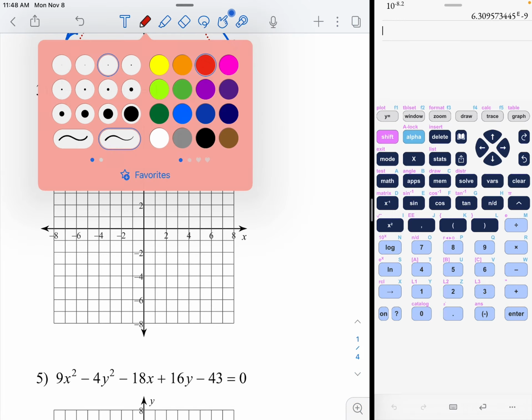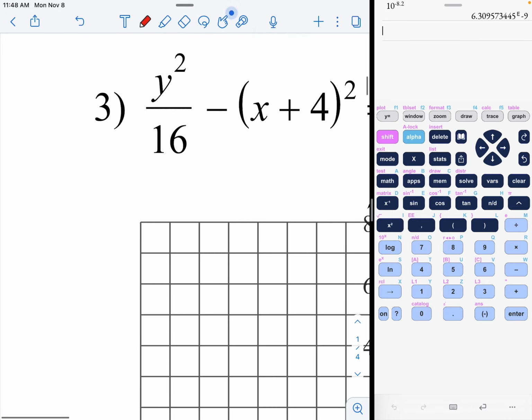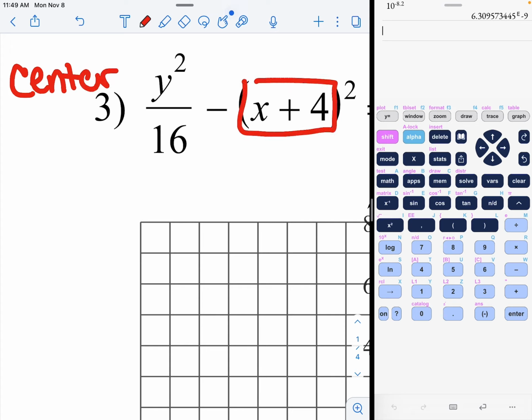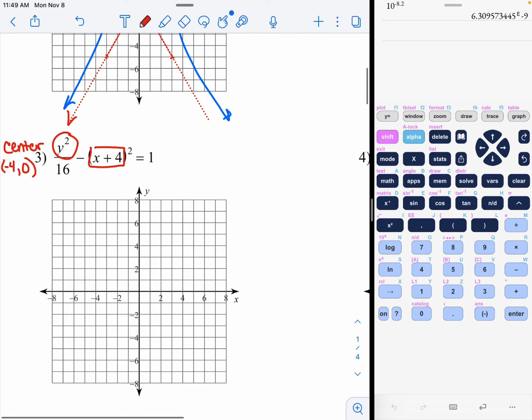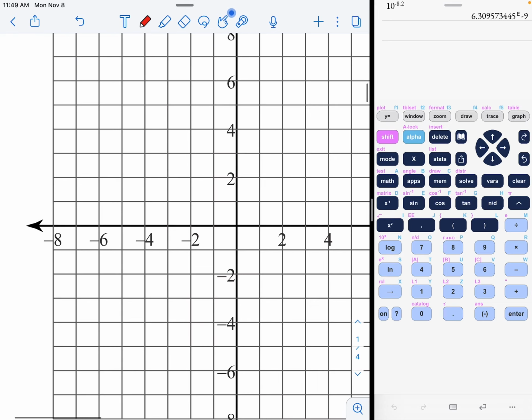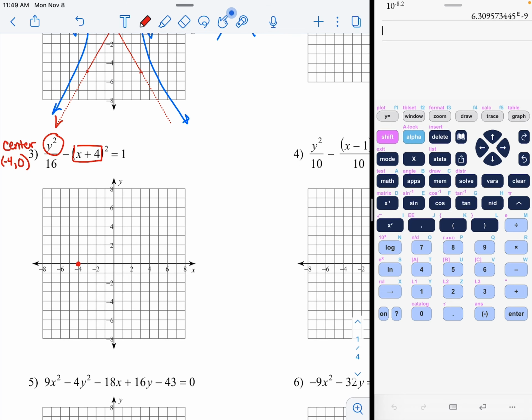I will try to keep my color coding the same for you. So the first thing we need to do is find the center. The center is going to be at the opposite of this, so -4, and whatever's with this, so opposite of that, so 0. So let's go ahead and put a point at -4, 0. All of our asymptotes are going to go from that point. I call that the center of my hyperbola. It's like what everything kind of circles around.